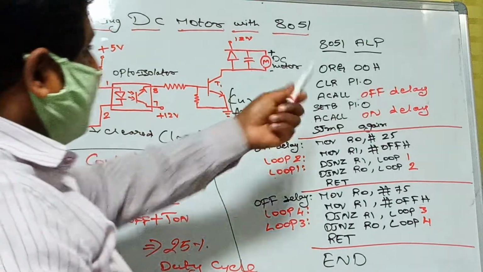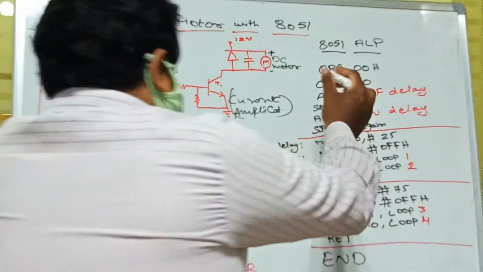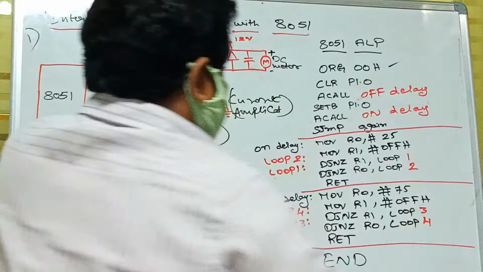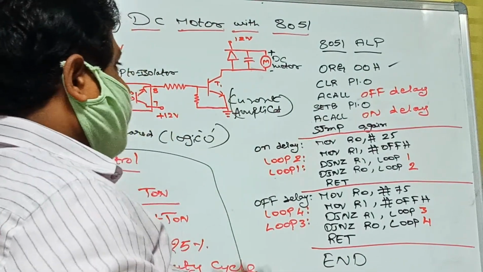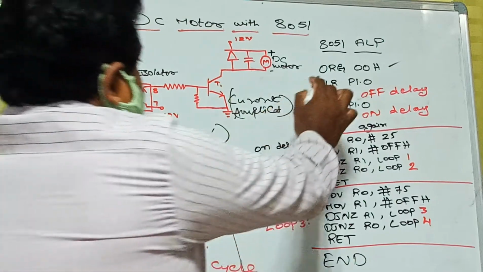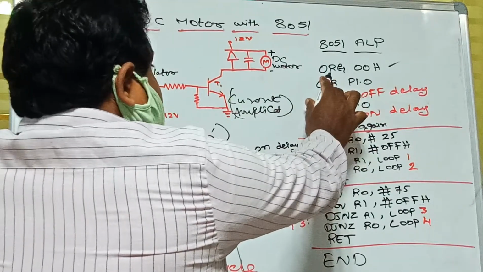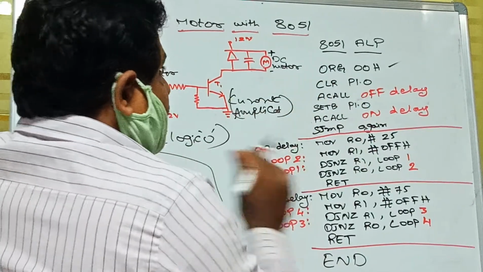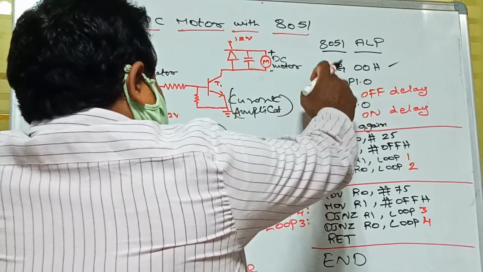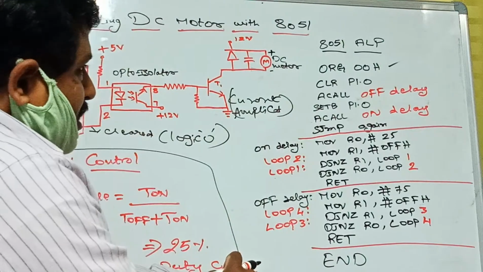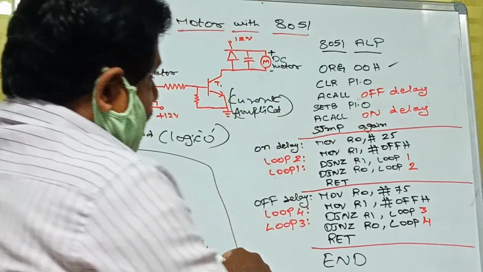Okay. Let's come to the programming part. The first instruction I have given in the program is ORG 00H, means origin of the program. This is the beginning instruction of the program. The program is going to start from the ORG instruction, that is the starting portion of the program.